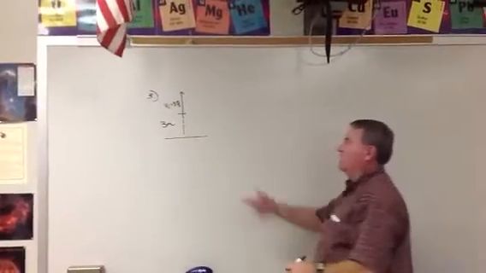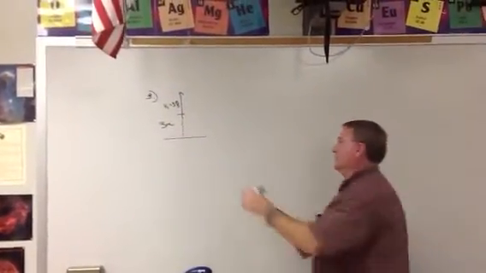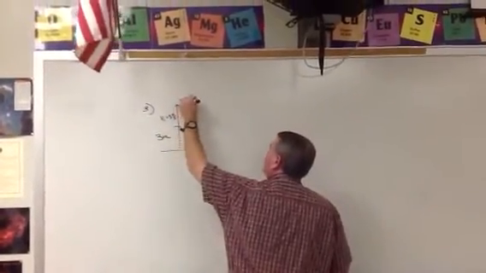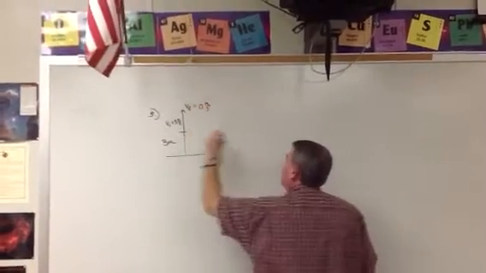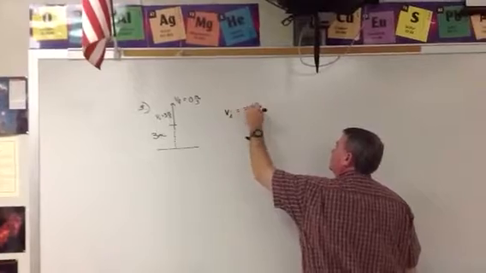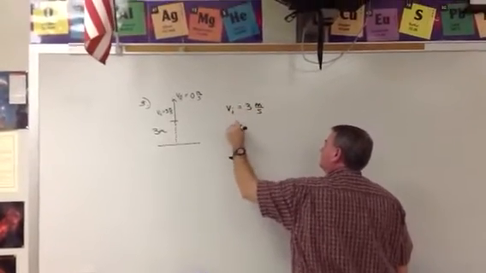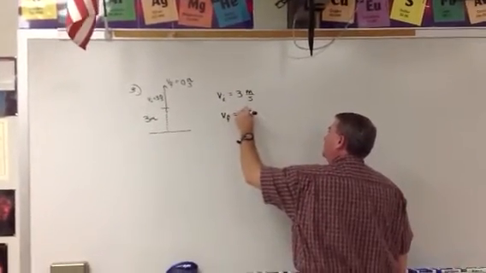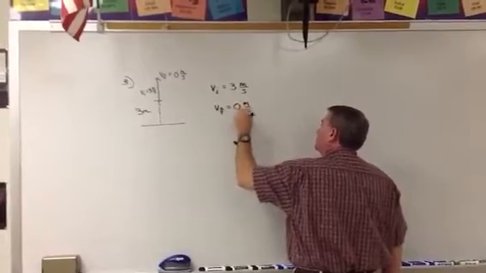What's going to be the final velocity at the top of the path? 0. All right, so final velocity is going to be equal to 0 meters per second. I'm going to write the givens down here. Initial velocity is 3 meters per second. Final velocity is going to be 0 meters per second.